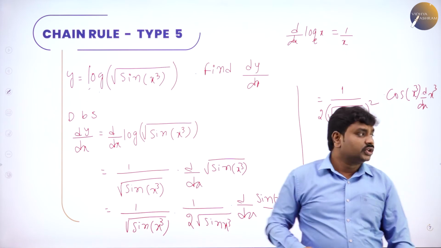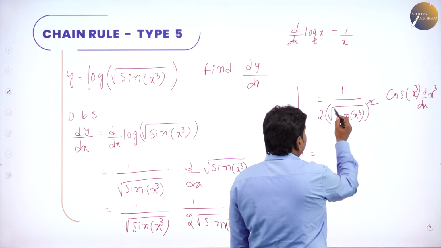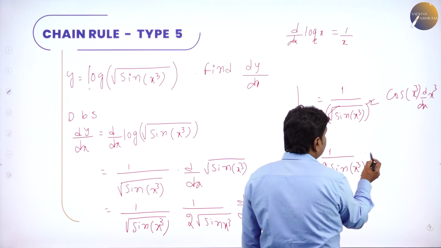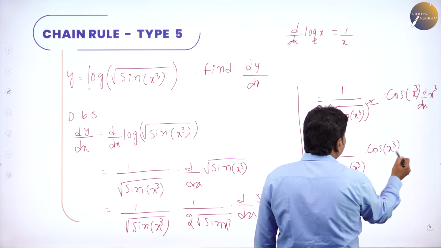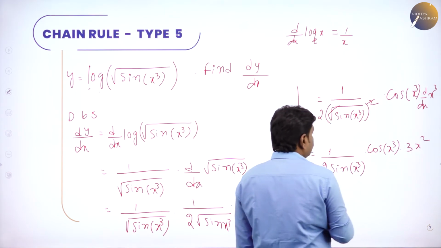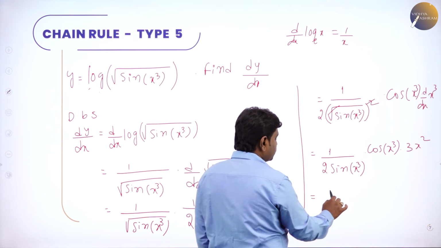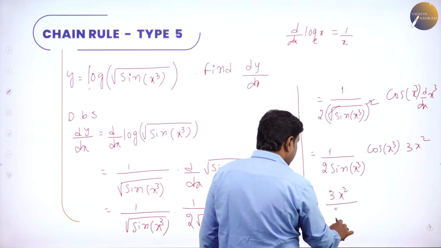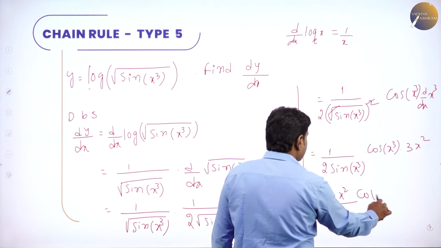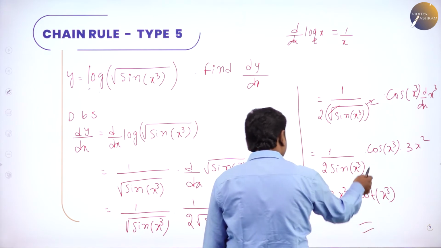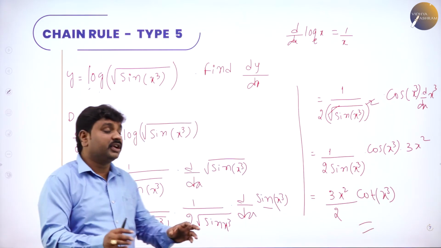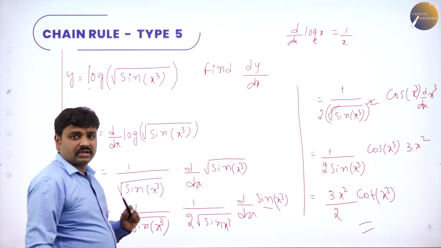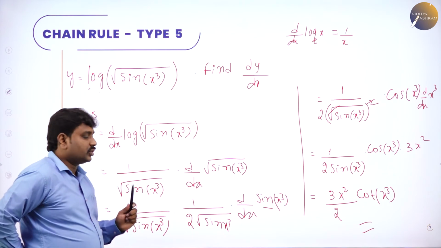The chain continues. So the square root, I'll cancel. It will become 1 by 2 sine of x cube into cos of x cube into the derivative of x cube, which is 3x square. Now simplify further: the numerator becomes 3 into x square, which is 3x square. Denominator 2, let it be. Or if you know, cos by sine is what? Cot x cube. You can write that or leave it here. Please understand, I took a big function, a function of function of function of function, provided x is in the domain.